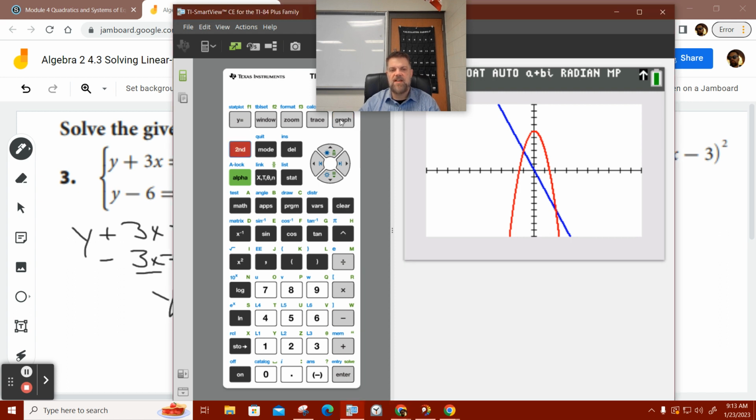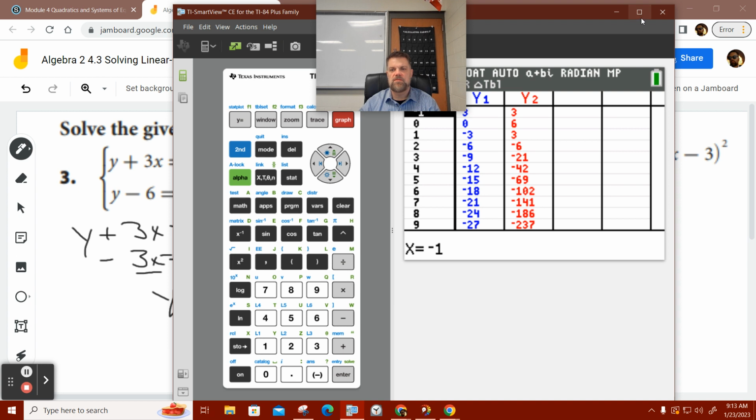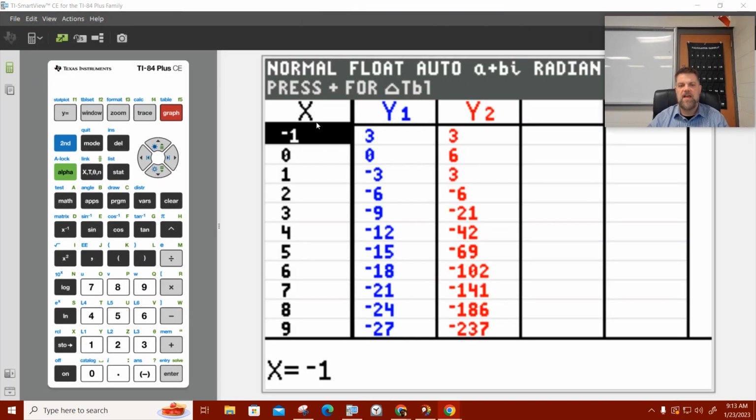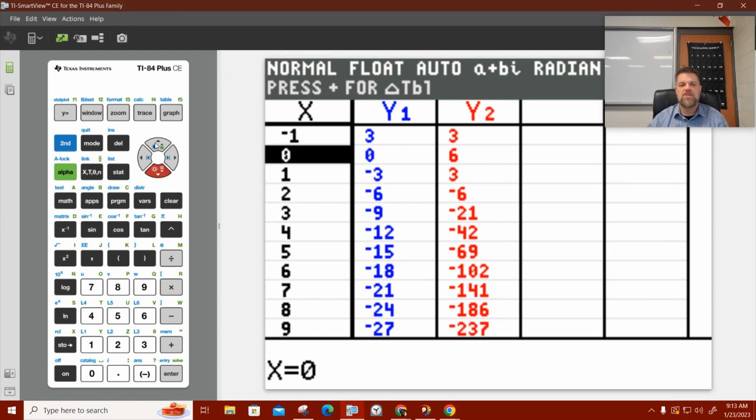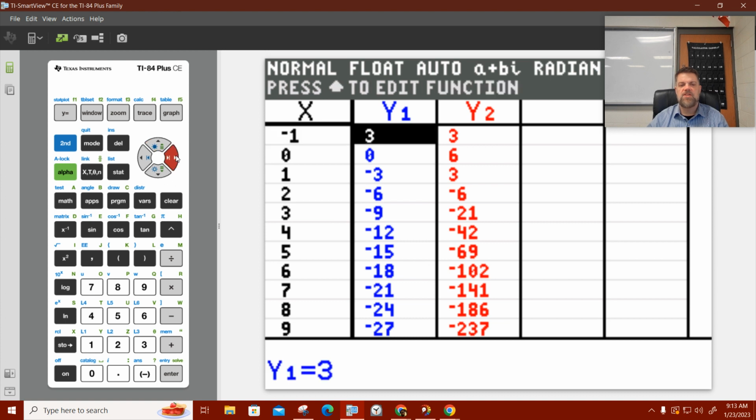So if I hit second graph, that takes me to the table. All right? And I said when x equals negative 1, they equal each other, right? Well, yeah. Look at this. When x equals negative 1, the first equation equals 3, and the second equation equals 3. So x equals negative 1 is the first solution. Then I said possibly at 2. In other words, when x equals 2, notice that y1 equals negative 6, and y2 also equals negative 6. Now, those are the only two intersections.